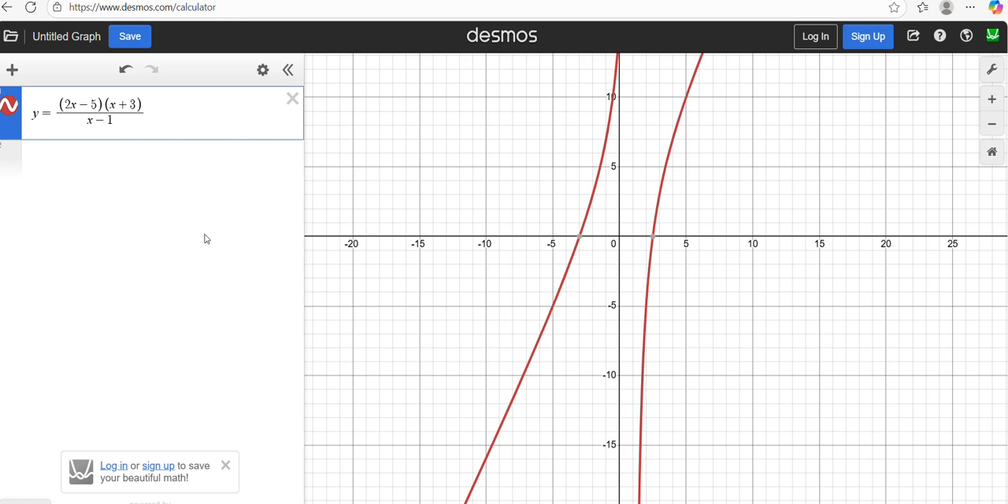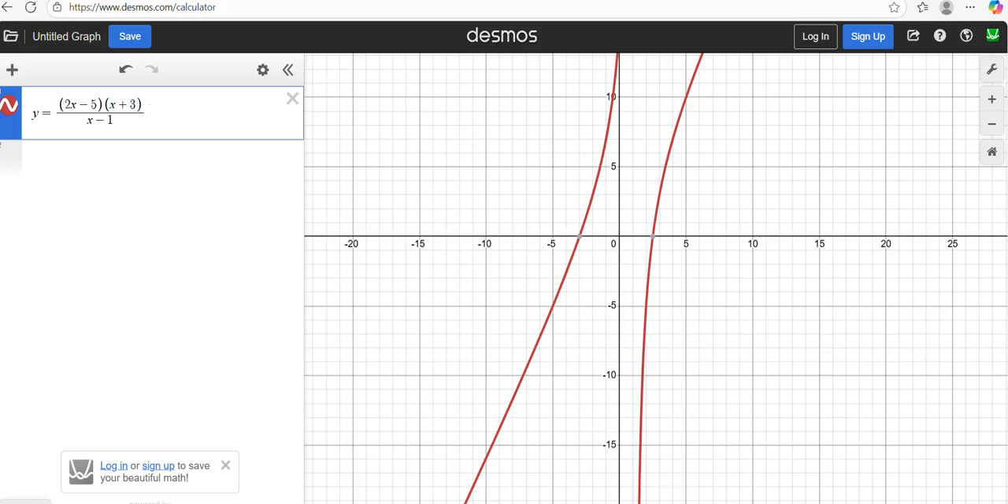So first of all, we can start by asking where are the zeros of this function? Where does it cross the x-axis? Where does y equal 0? Well, if we want the function to equal 0, that means the numerator must equal 0, which means either the factor 2x minus 5 must equal 0, or the factor x plus 3 must equal 0.